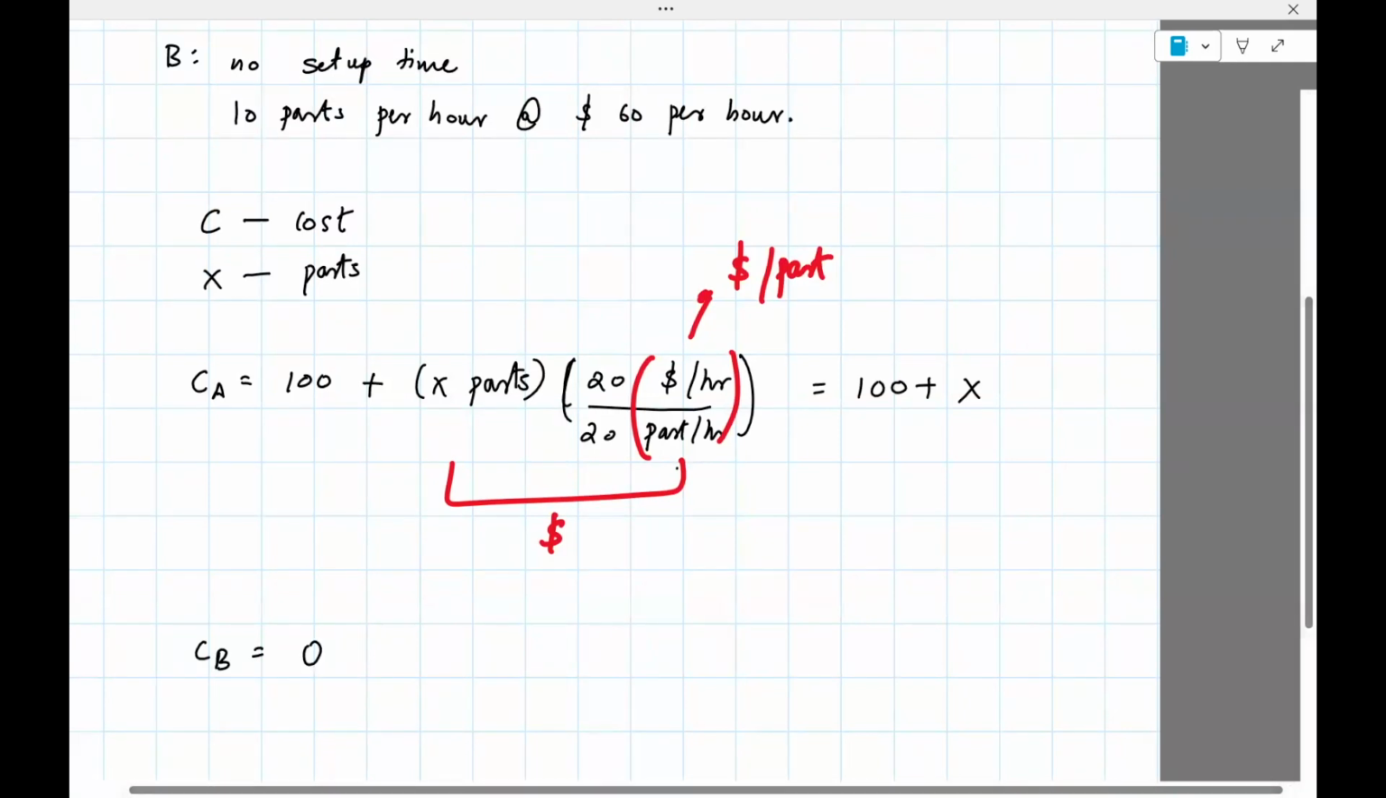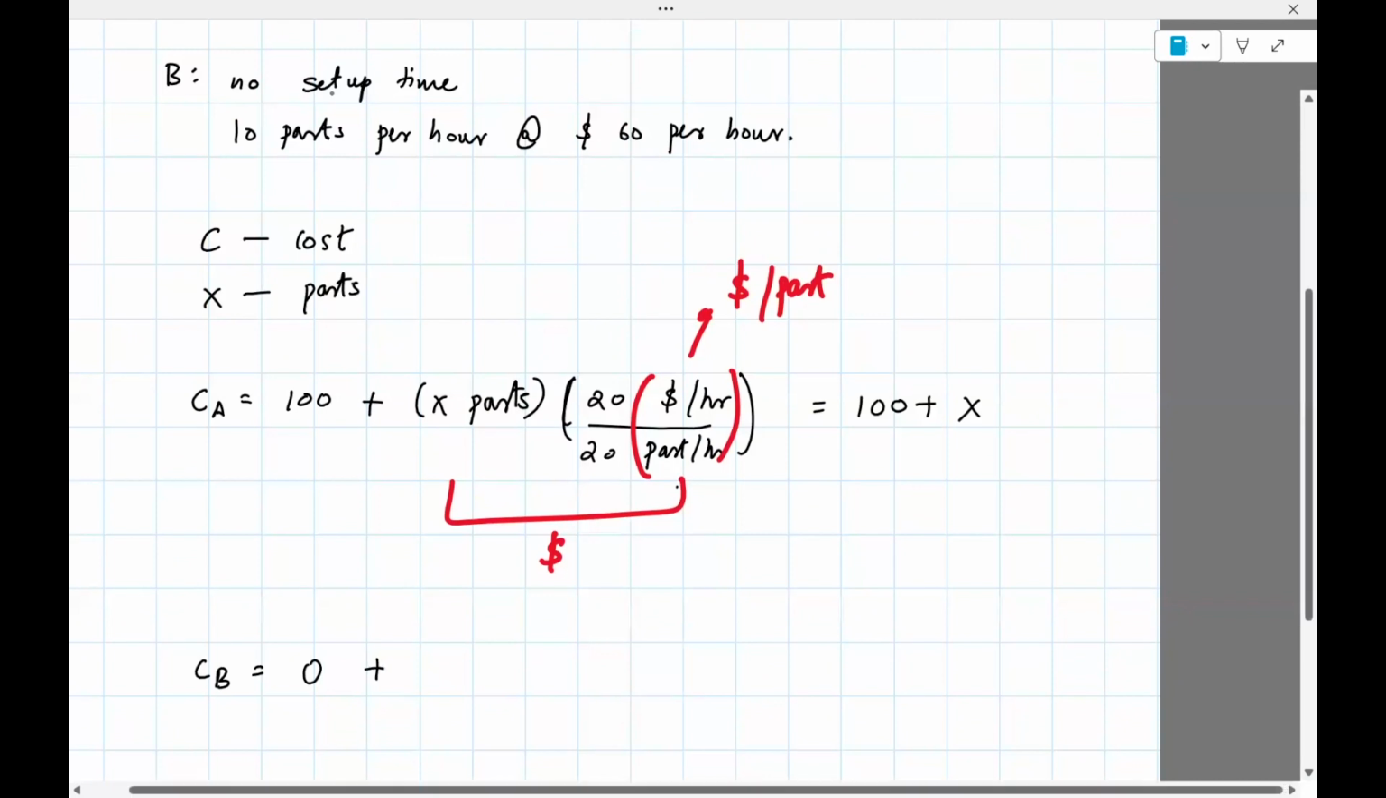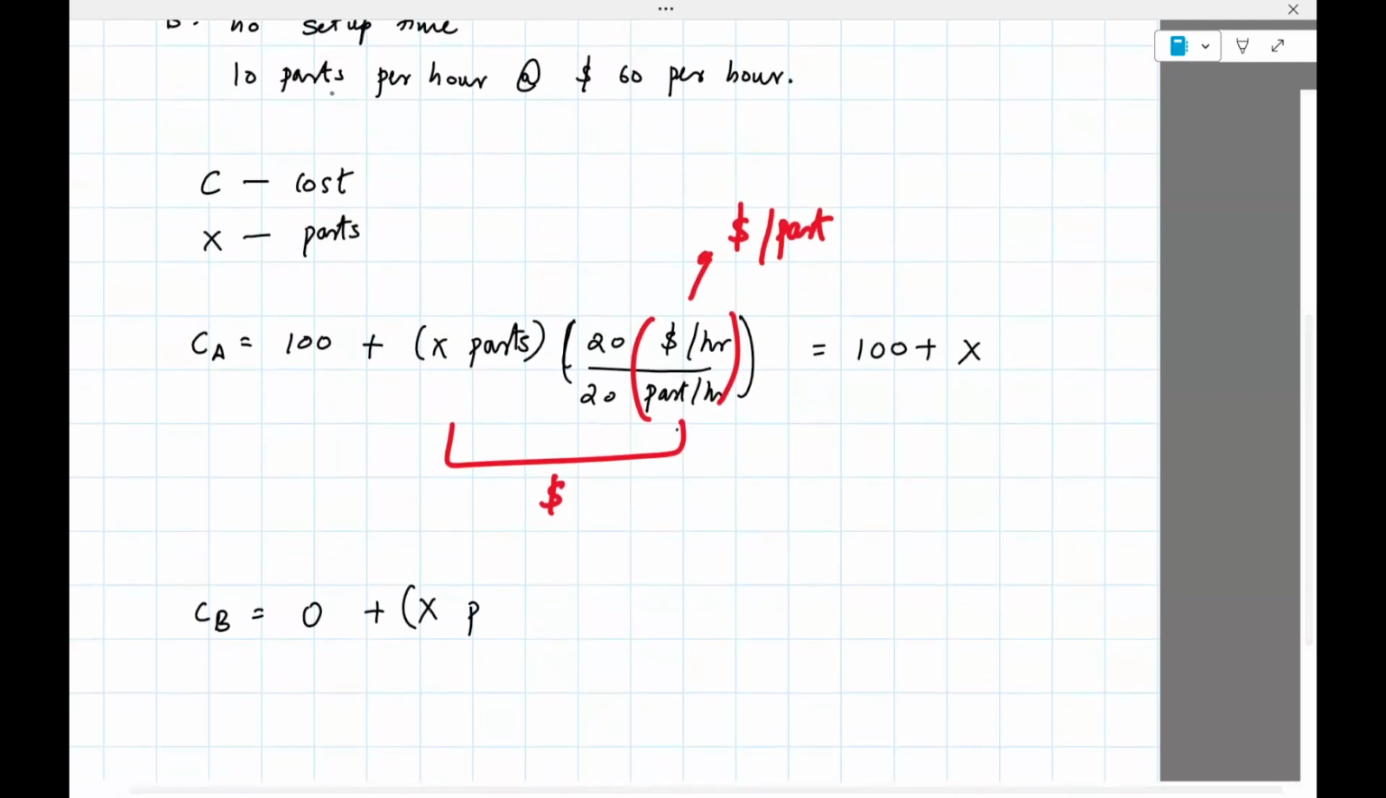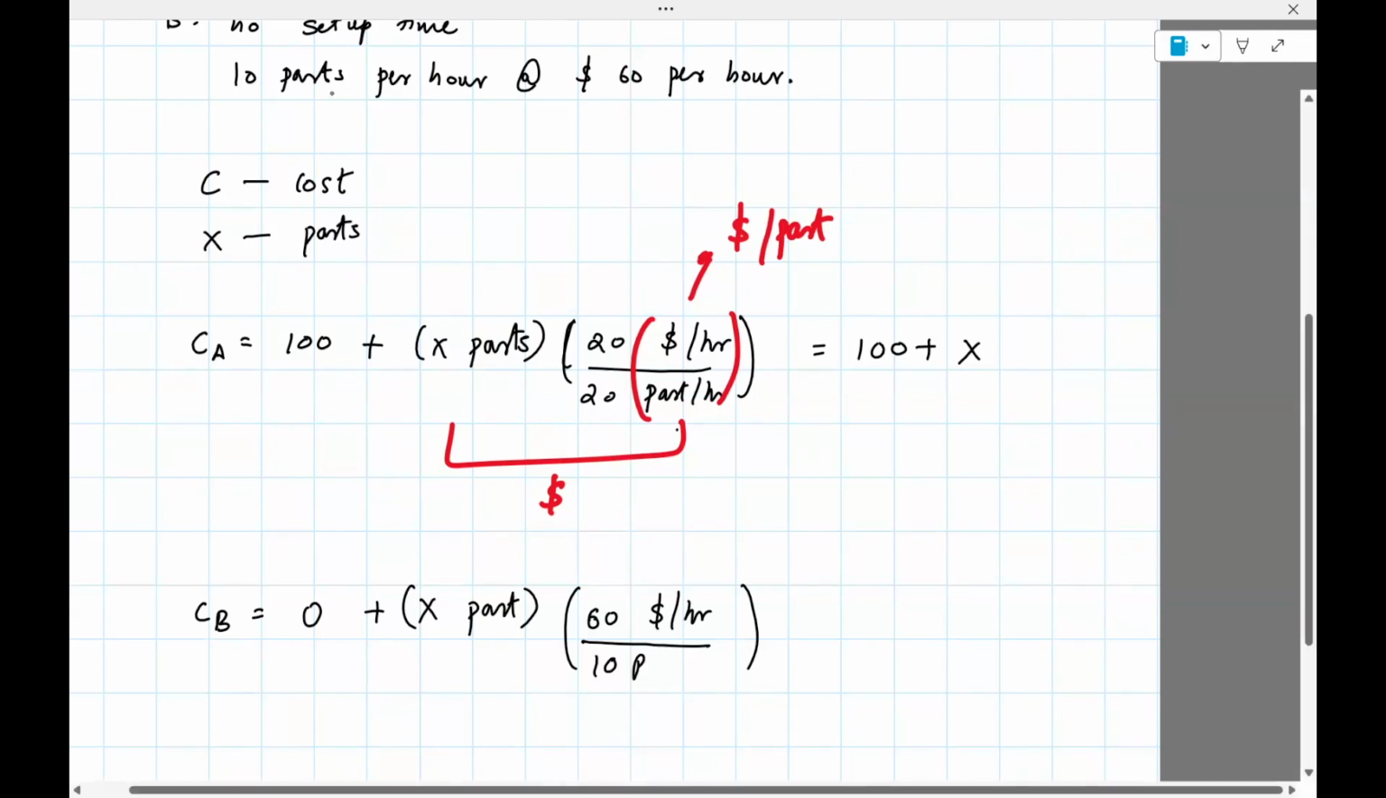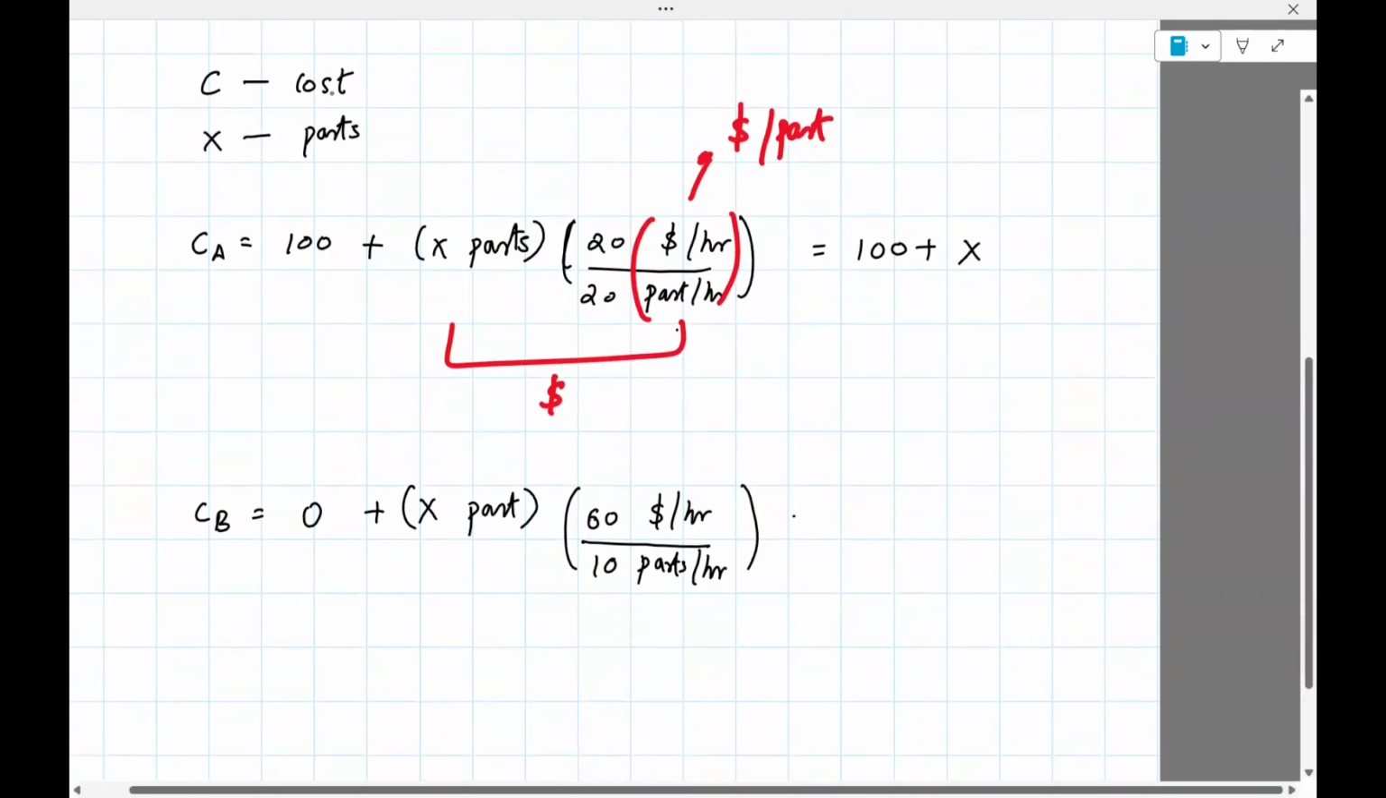We have no setup time, so that's 0. Then we have, let's say, X parts. And now we need to write something which gives us the cost per part. So that would be $60 per hour, and we'll divide it by 10 parts per hour. Effectively, we get dollar per part, and so this comes out to be 6 times X.